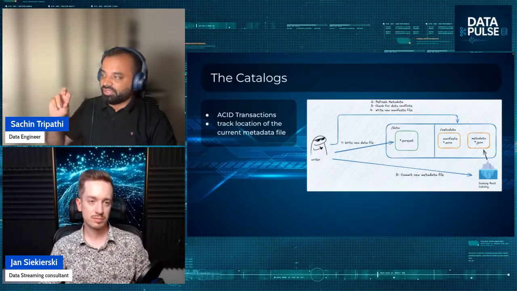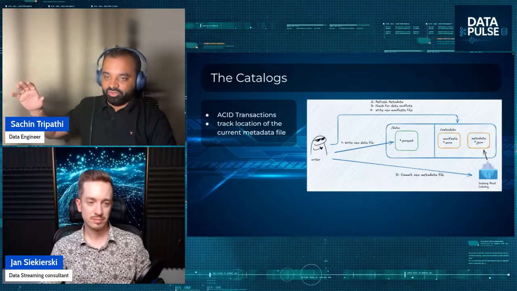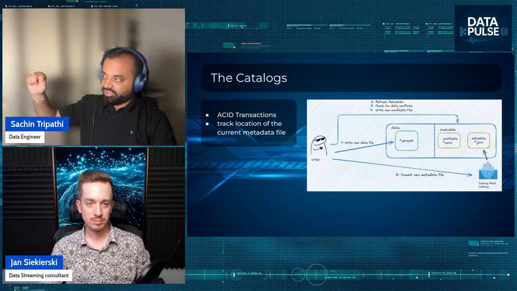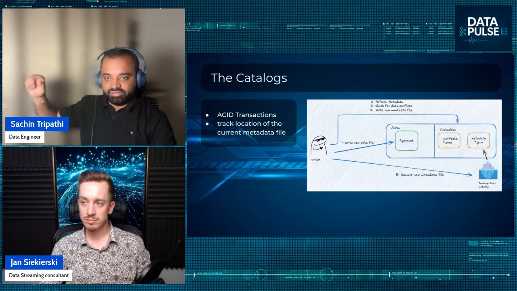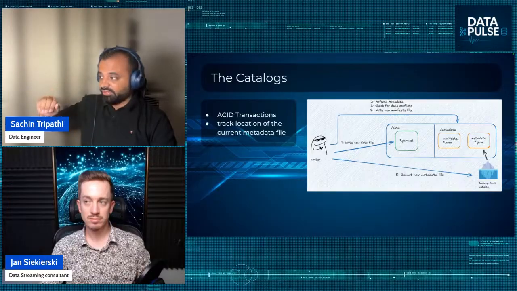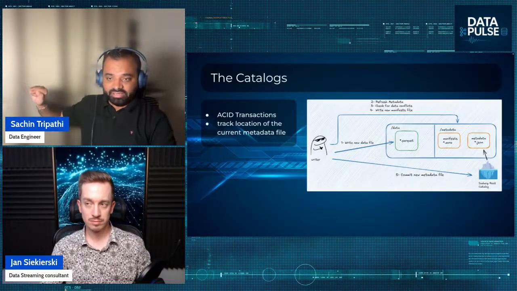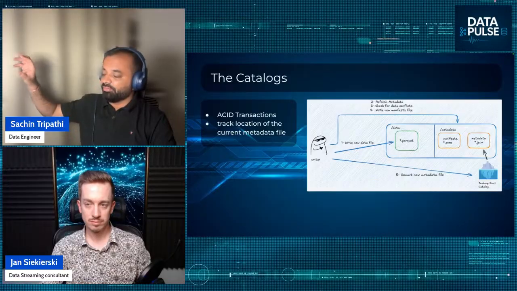So there's a data folder and then there's a metadata folder. In the data folder, just create a Parquet file, refresh our metadata, check for data conflicts, write new manifest files, commit the new metadata file, and then this Iceberg REST catalog will take care of updating the metadata file.